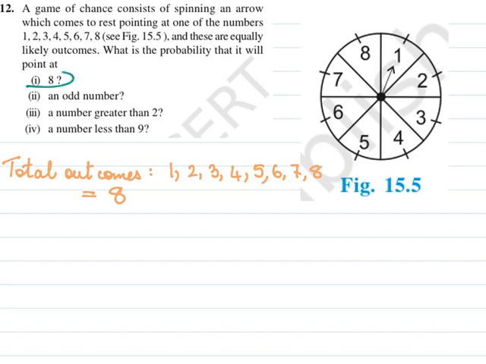The first question is, what is the probability to get 8? So how many 8s are there? There is only 1 eight there. So the probability to get number 8 will be 1 out of 8. Favorable outcomes is 1. There is only one favorable outcome, 8. 8 comes only once.